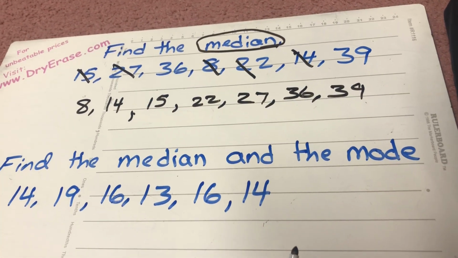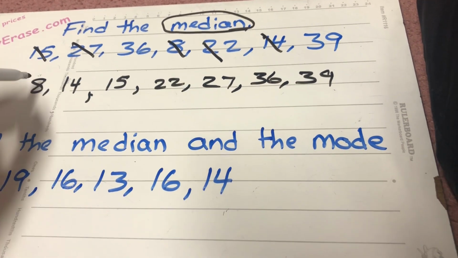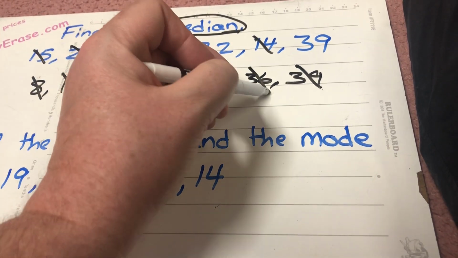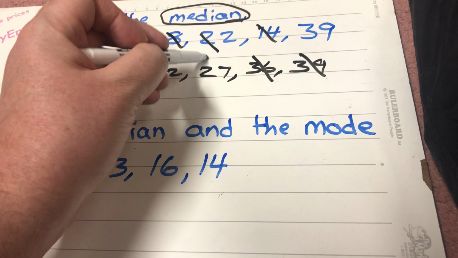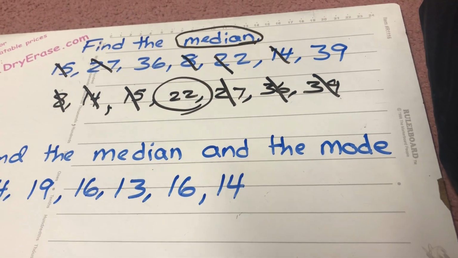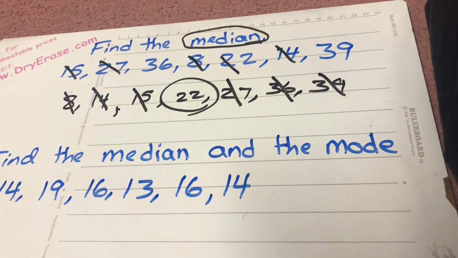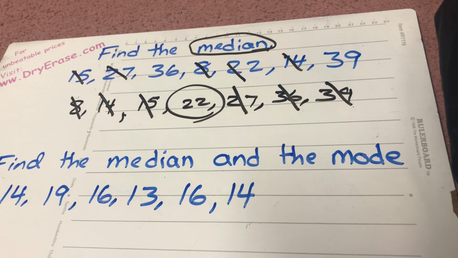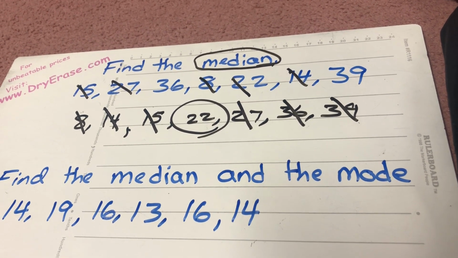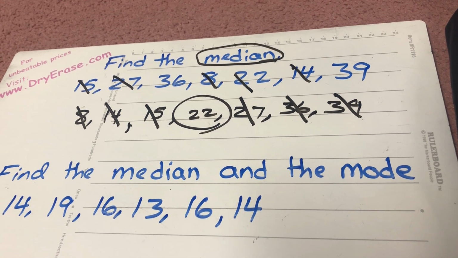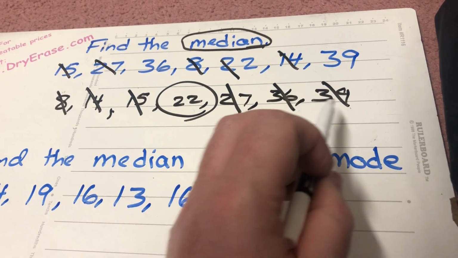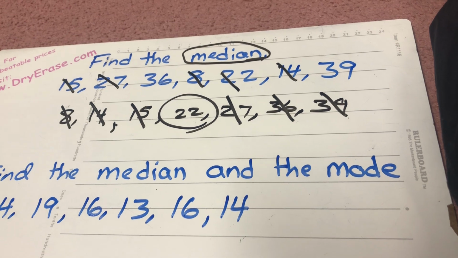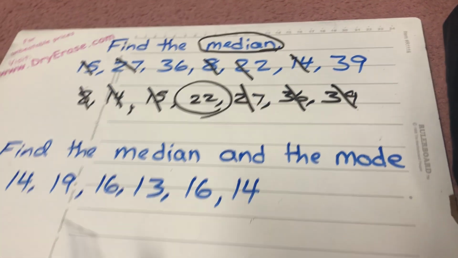So when I want to find the middle number, essentially, I just cross off one there, and one there, one there, and one there, one there, and one there, and I see the one that's in the middle. Now this one happens to have an odd amount of numbers in the data set, so there is a clear middle number. We will talk about what to do when there's not a clear middle number later in this video. But as long as there's an odd amount of numbers in the set, there will be a clear middle number. And in this case, that's 22. So 22 is the median.